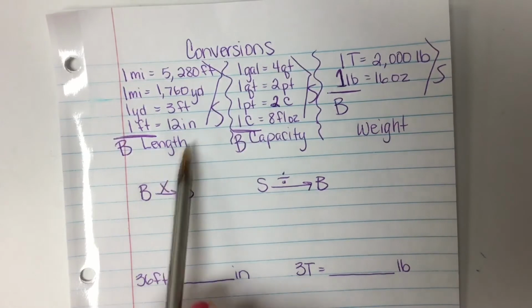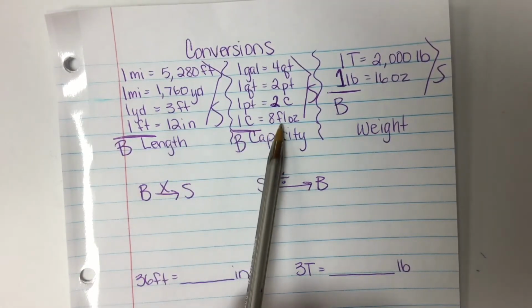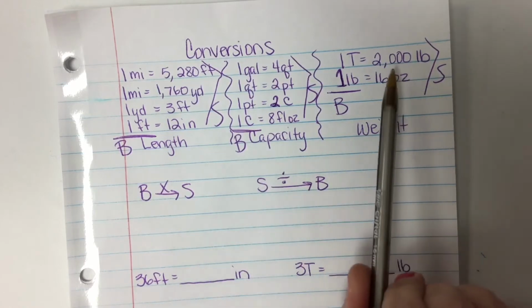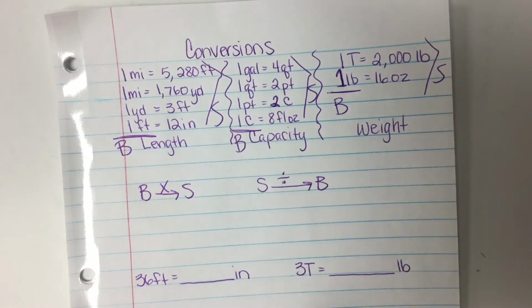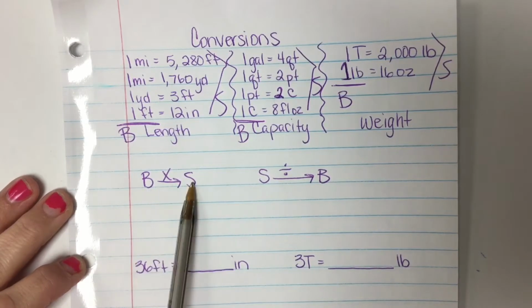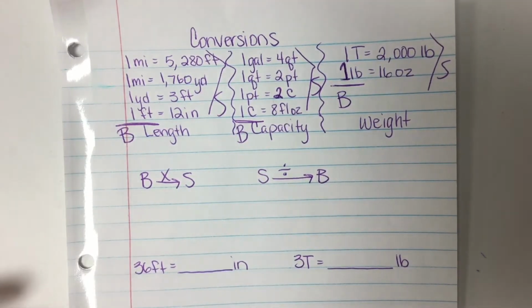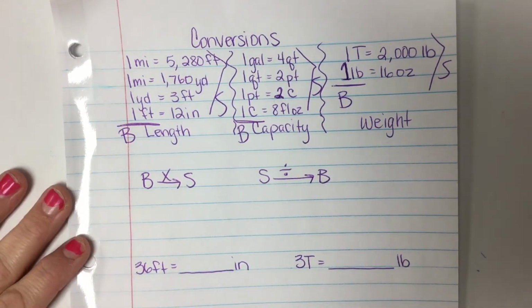Okay, because it takes 12 inches to make 1 foot. It takes 8 ounces to make 1 cup. It takes 2,000 pounds to make 1 ton. So the numbers on the right are your small measurements. You just have to decide, are you going from a big measurement to a small measurement, or a small measurement to a big measurement? Okay, I'm going to do a couple of example reminders, and then we're going to move on to metric conversions.